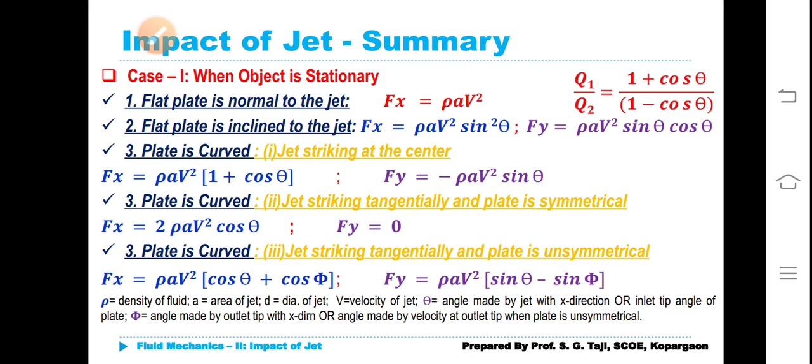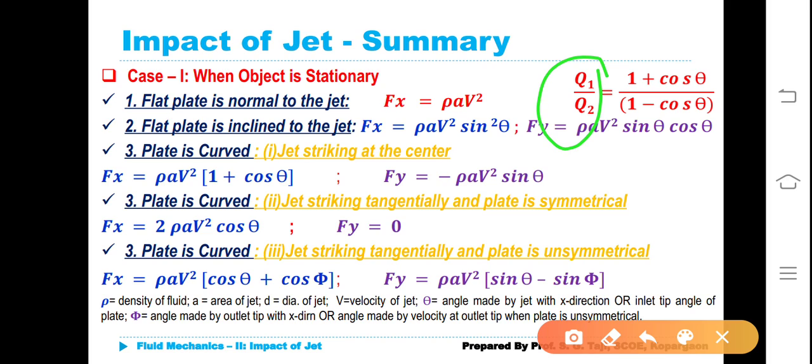As in the case of the flat plate, where we found the ratio of discharges, here also we can find the ratio of discharges. Q1 upon Q2 is equal to (1 plus cos theta) divided by (1 minus cos theta) when the object is stationary. So, for the flat plate we have taken this. This is a summary of the things which we have dealt with now. The ratio of Q1 by Q2 in the case of the flat plate we have derived.